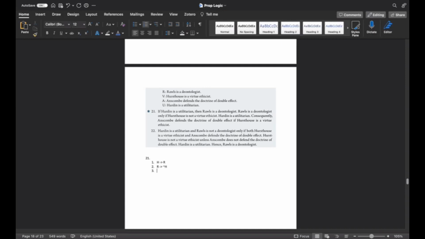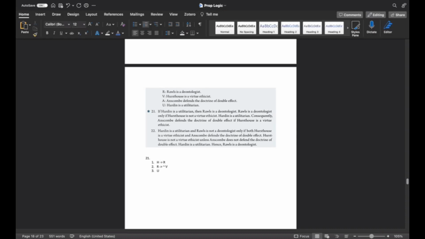Oh, no, no, no. Simple mistake. What's the propositional variable for Hurst House? I just assumed it was an H. Oh, fix the first one as well.